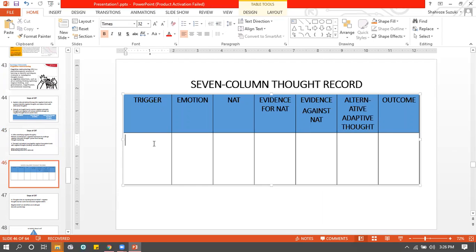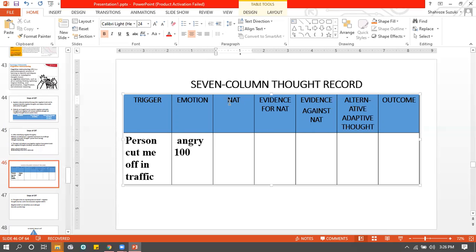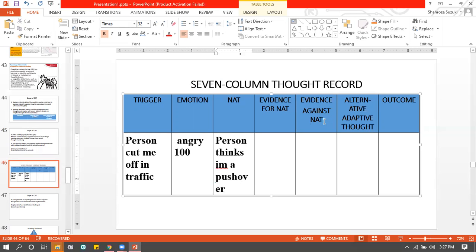the situation is a person cut me off in traffic, right? Just like we discussed. The emotion that the person was feeling was anger. How much percentage? 100%. NAT is negative automatic thoughts. Negative automatic thoughts are thoughts that you think at the moment when that situation happened to you. So once you got the trigger, what's the thought that you got automatically? The person thinks, I'm a pushover.